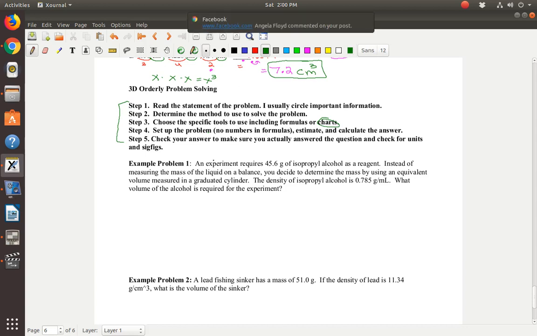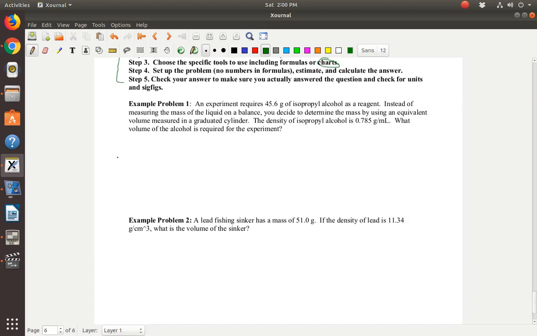So basically you want to find out if your answer makes sense. Check your answer to make sure you actually answered the question, and check for units and significant figures. So this is the process that you're going to go through, and we're going to step through it every single time. So let's do this first problem together.